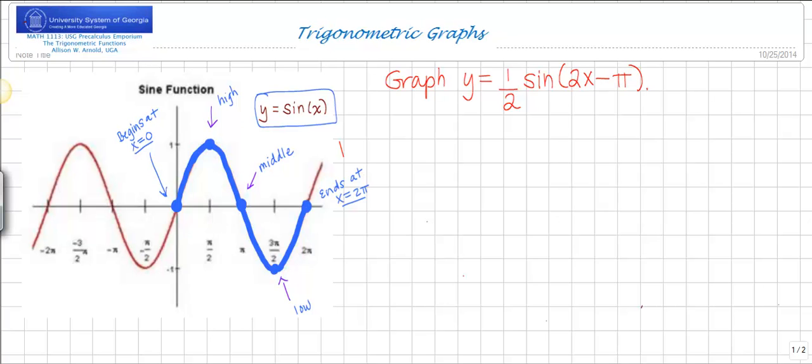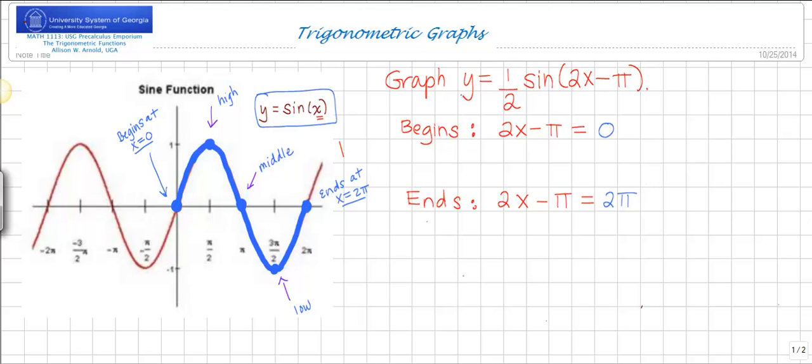So here's my technique again. I'm going to find out where my new graph begins a cycle by replacing x in the formula for sine of x with the new angle 2x minus pi. So I want to find out where 2x minus pi will equal 0. Leave some space there for solving. And then I want to find out where 2x minus pi equals 2 pi to find out a new ending position relative to my substitution properties.